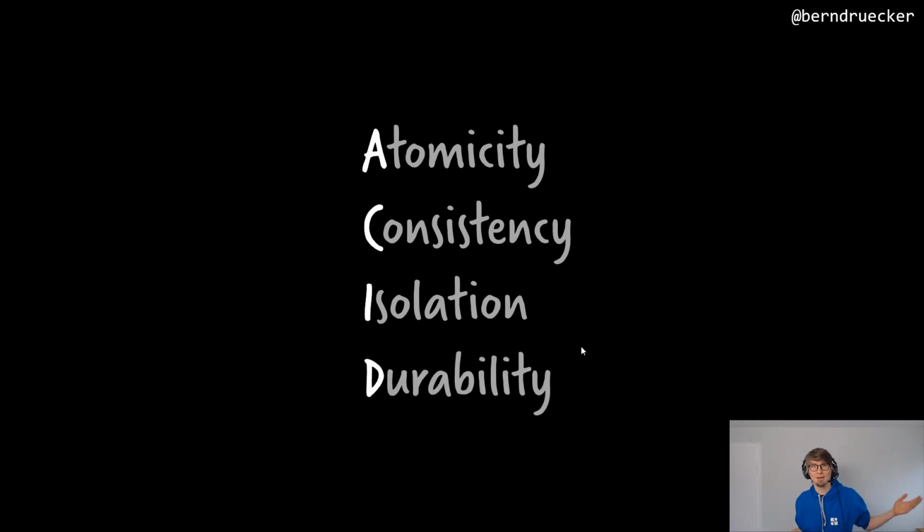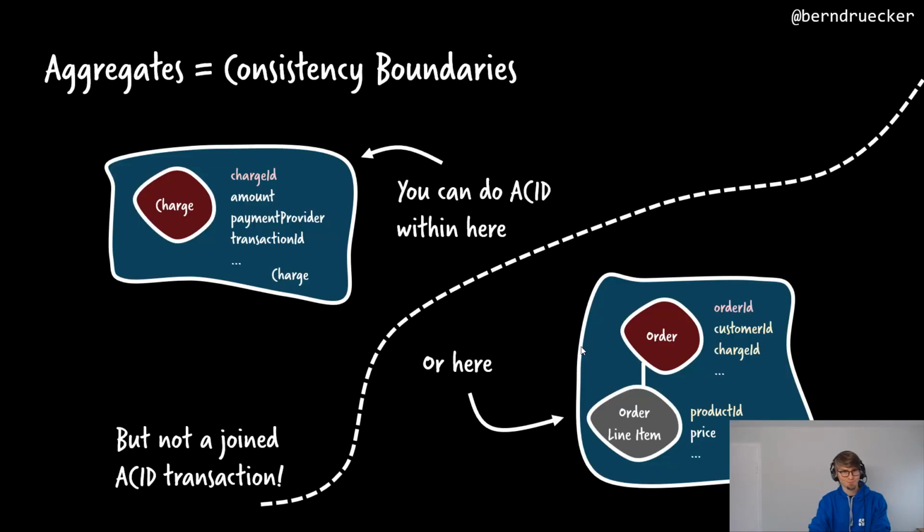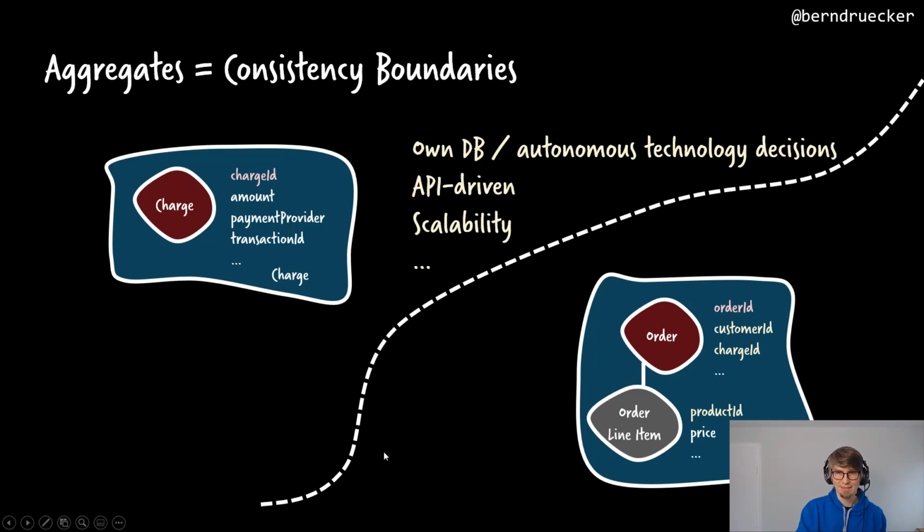And durable, I mean, it's a database. It should keep your data. So that's an ACID transaction. And if you have these aggregates, they are consistency boundaries. So you can do ACID transactions within one aggregate. That's no problem. You can update the order and the order line item in one transaction. No problem. But you cannot do a joint ACID transaction. And that's really important. And there's one advantage of that.